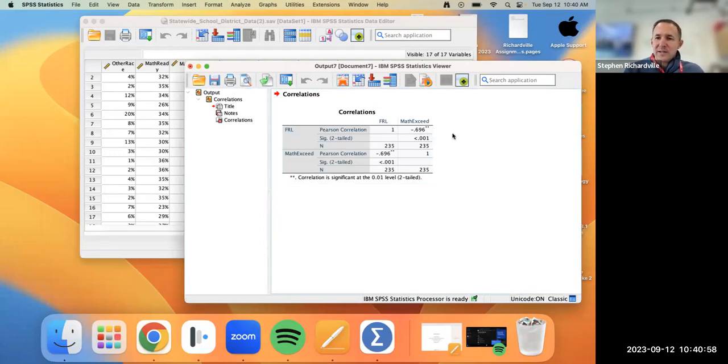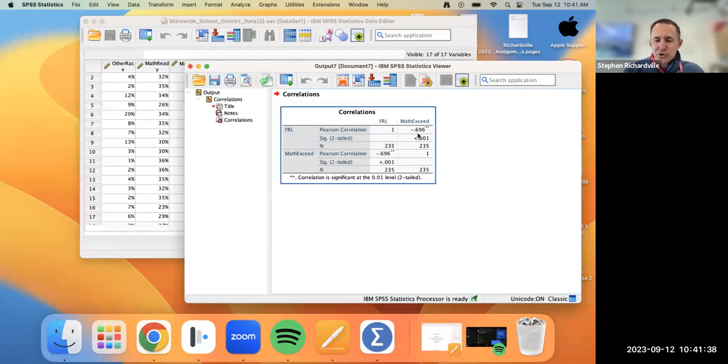The negative means that it's a negative relationship, meaning that as my free and reduced lunch percentage increases, the math scores actually do not increase, they decrease. That's that negative relationship. Or as the free and reduced lunch percentages go down, the math scores, those exceeding in math, actually go up. And the fact that it's negative 0.696, with negative 1 being the highest negative correlation, 0.696 is a pretty strong negative correlation. Also, it is significant because the two-tailed test shows me I have a number much less than 0.05.